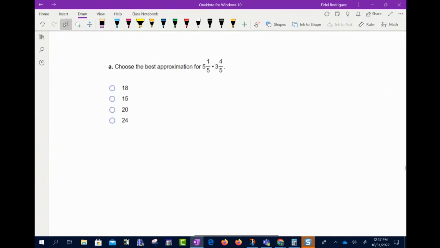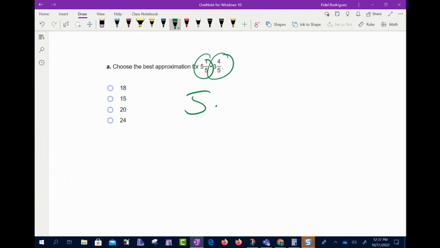There we go. Okay, so it says, choose the best approximation for 5 1/5 times 3 4/5. If I was going to do something like this, I would say 5 1/5 is really close to 5, and 3 4/5 is really close to 4. So what's 5 times 4 going to give me? That's going to give me 20, and that would be my approximation.